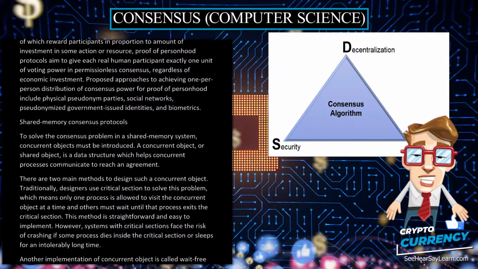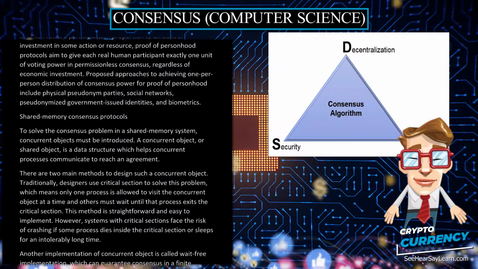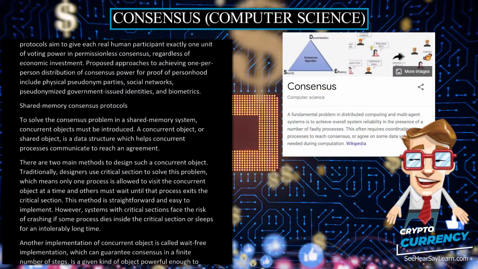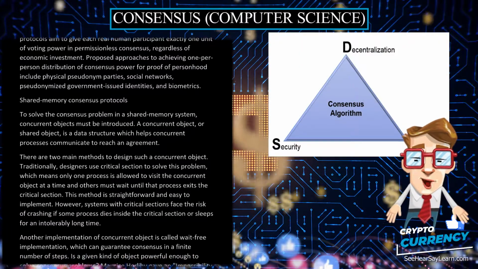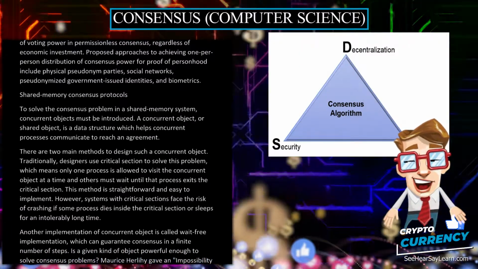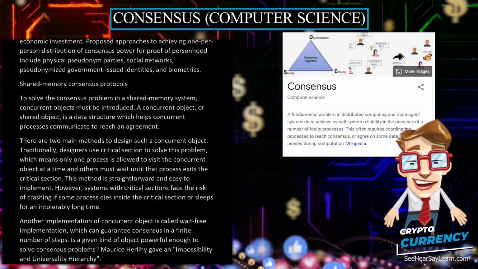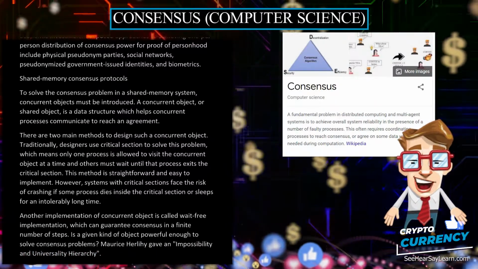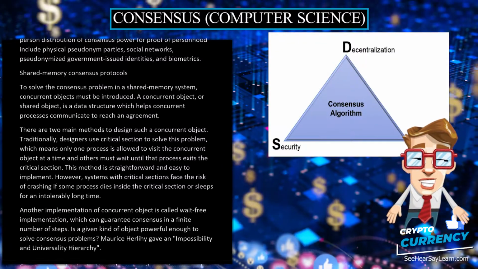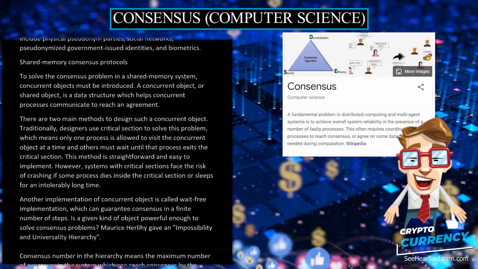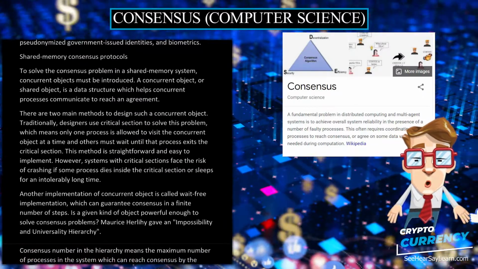This method is straightforward and easy to implement. However, systems with critical sections face the risk of crashing if some process dies inside the critical section or sleeps for an intolerably long time. Another implementation of concurrent object is called wait-free implementation, which can guarantee consensus in a finite number of steps. Is a given kind of object powerful enough to solve consensus problems?